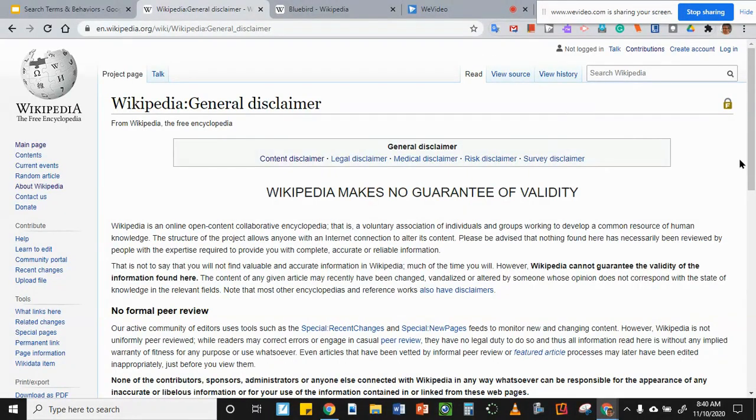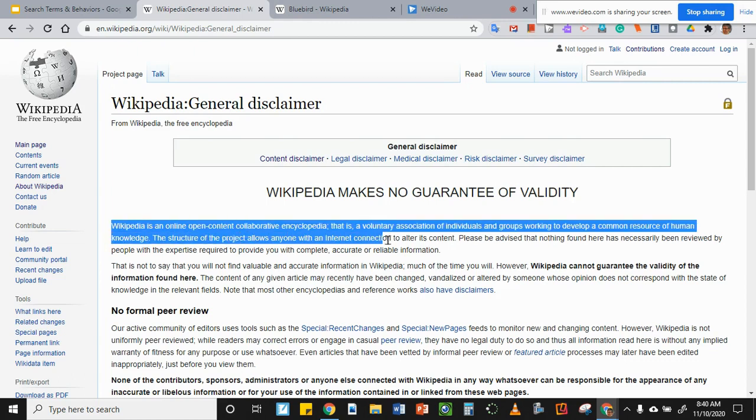This is the disclaimer that Wikipedia makes. And this is the reason why teachers and librarians don't like to see you using Wikipedia as a source for content information that you are using in a report or a school project. Wikipedia makes no guarantee of validity. So they're telling you right away, Wikipedia cannot tell you information that's accurate all the time.